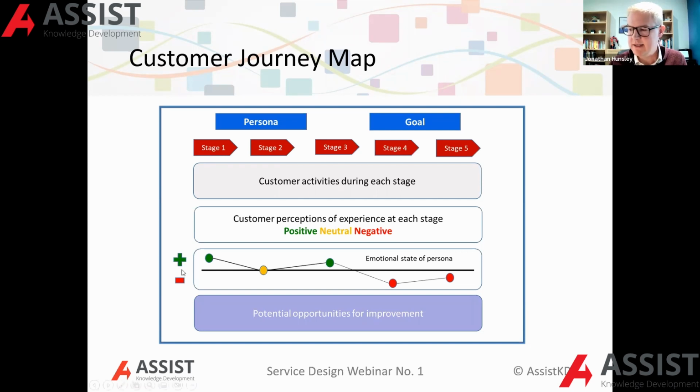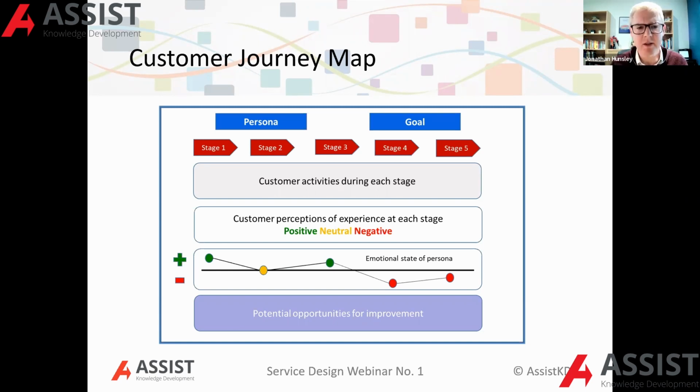Now you can use these kind of symbols like plus and minus. Some people use red, amber, green. I've seen emojis be used to describe the emotions. Some people put the names of the emotions down there at the bottom of the customer journey map to describe that someone's feeling excited or angry or whatever the emotion is that they're experiencing.